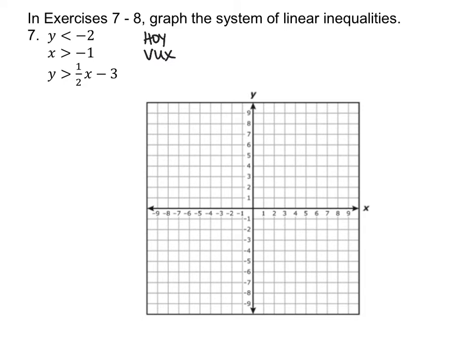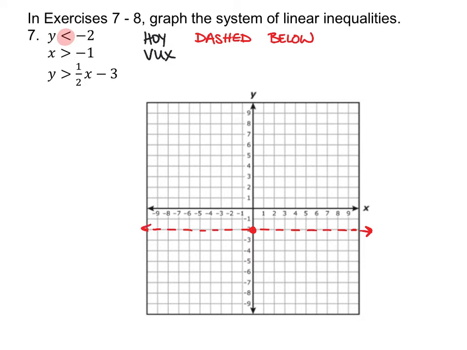And since it's using this symbol right here, this horizontal line is going to be dashed and shaded below. So I'm going to go ahead and draw a horizontal line that crosses the y-axis at -2, and here's my dashed line. Remember, it's dashed because it does not have the line underneath it.